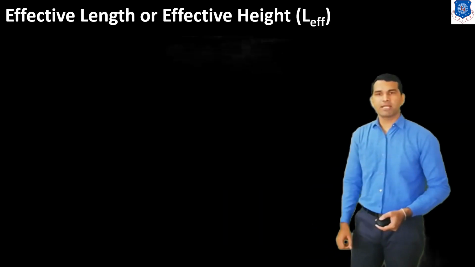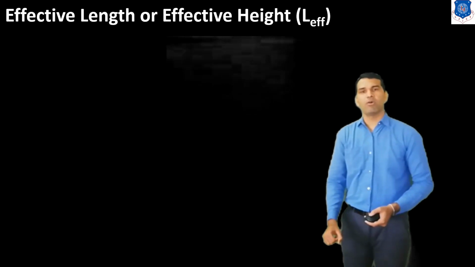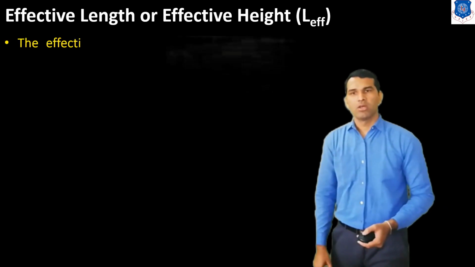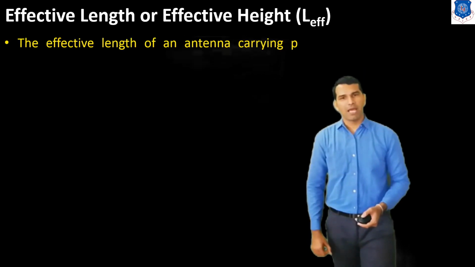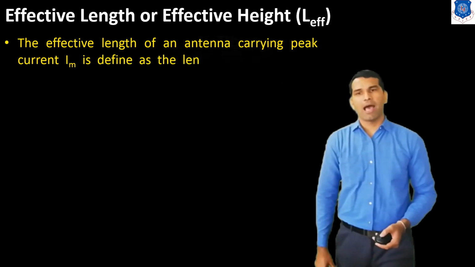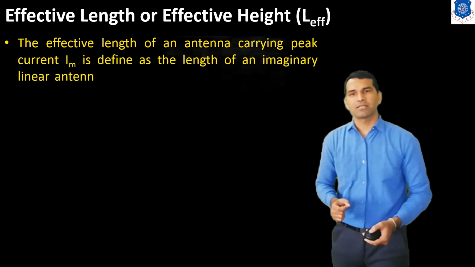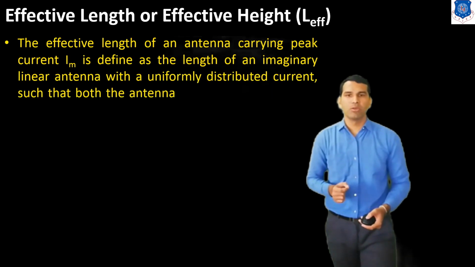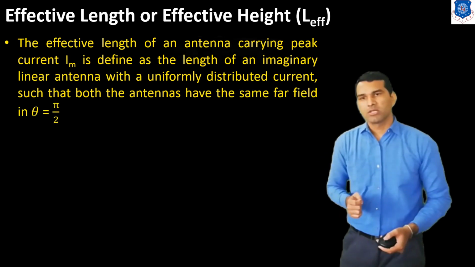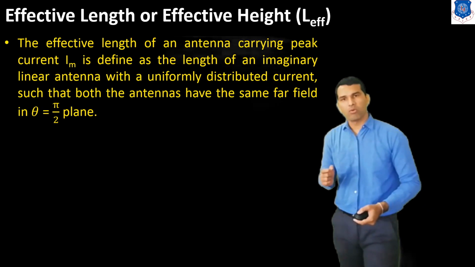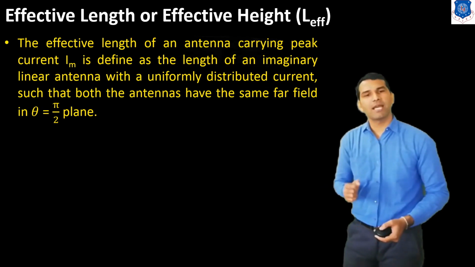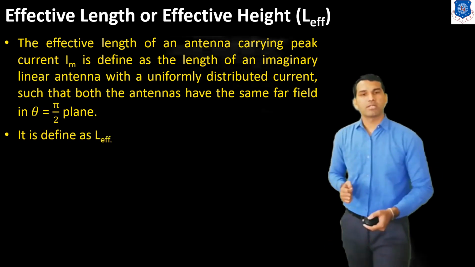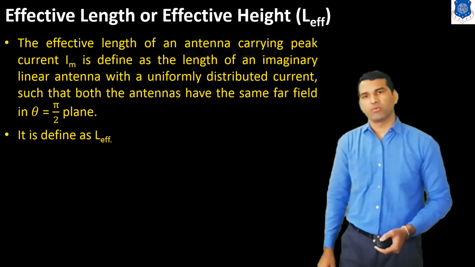Now the next parameter is the effective length, or we can say the effective height. The effective length of an antenna carrying peak current Im is defined as the length of an imaginary linear antenna with a uniformly distributed current, such that both antennas have the same far field in the theta equals pi by 2 plane. It is denoted as L effective.